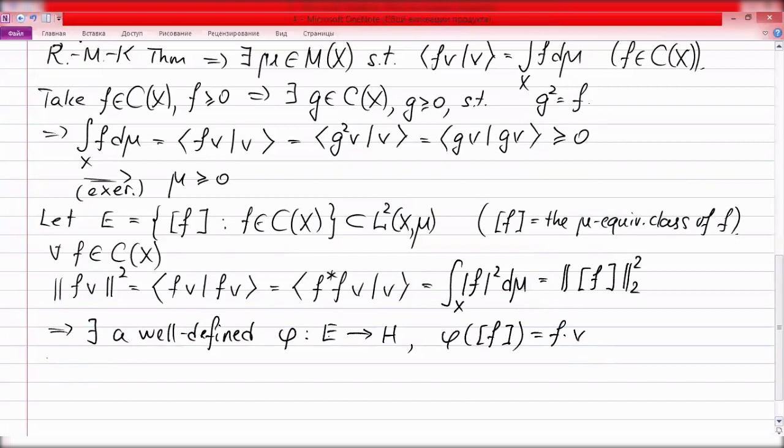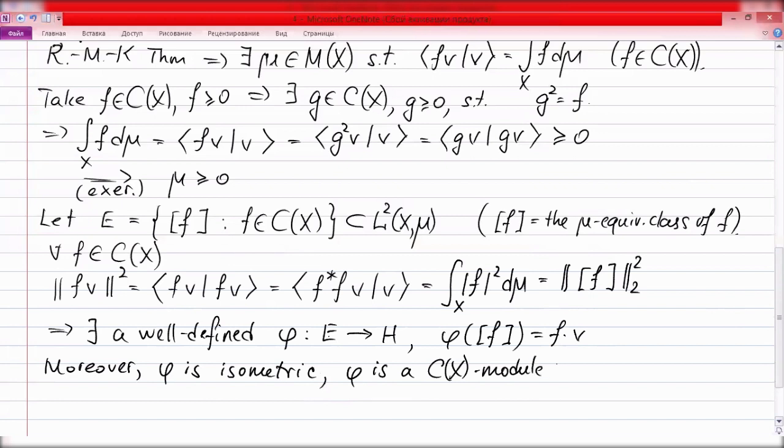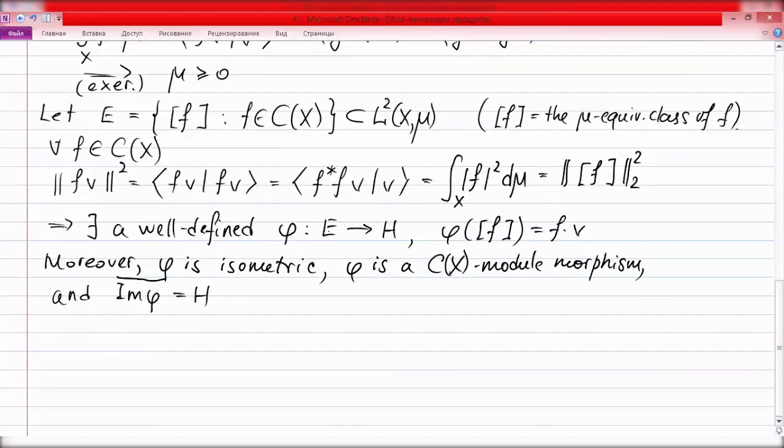And moreover, phi is isometric. And this also follows from the above chain of equalities. Also, phi is a C of X module morphism. This is also clear from the formula which determines our map phi. And the image of phi is dense in H, because v is a cyclic vector. Also, we know that E is dense in L2 of X, mu.